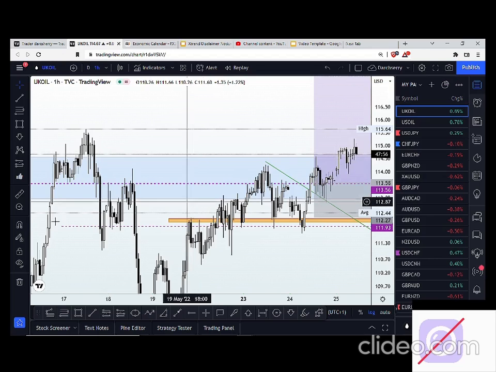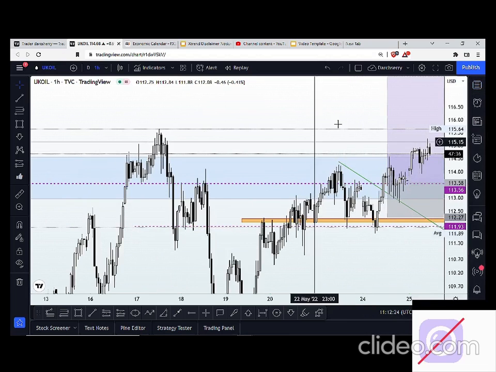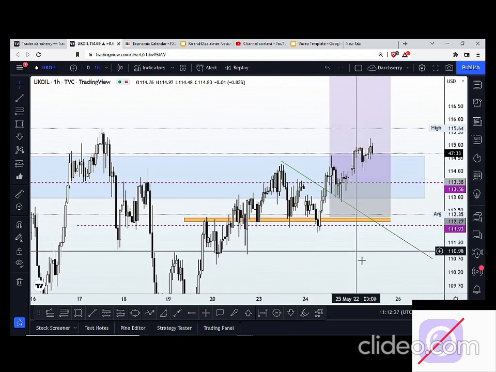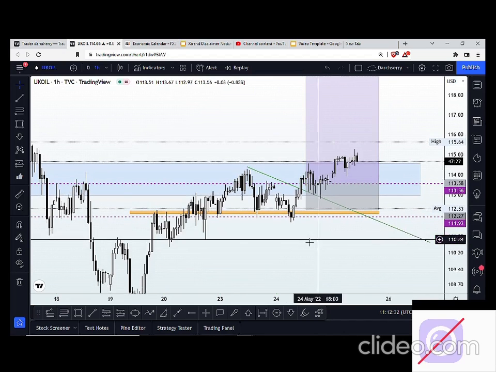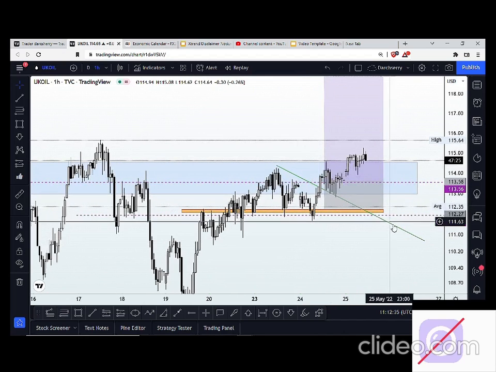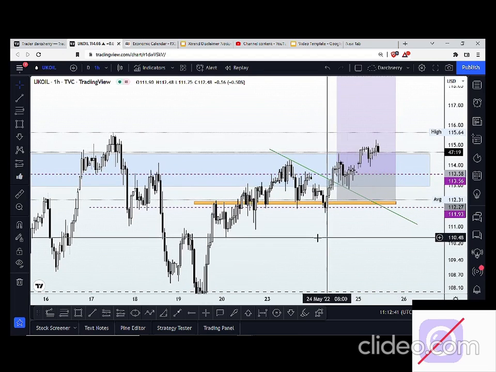So the first pair we are going to be speculating on today is the UK oil, based on the fact that this is a popular demand in the forum. Let's quickly run through UK oil and see what is happening here. Yesterday we had a key level at $112, and we saw this bearish trend line, and we said there are two scenarios that can play out at this point.